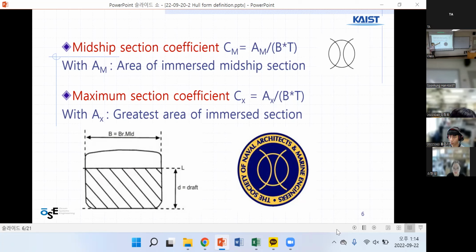So this mark is here. This is a badge for the Society of Naval Architects and Marine Engineers of the United States. They use this mark as their badge.